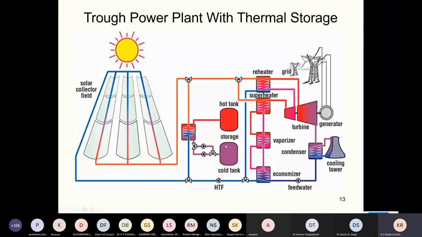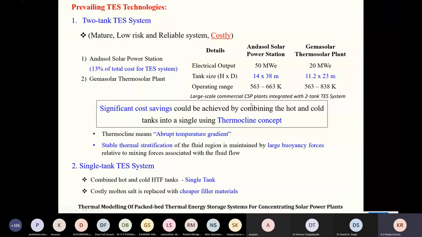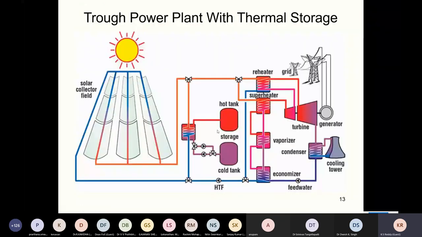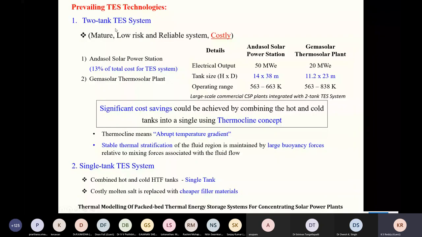In solar thermal power plants, it operates only 8 hours for the given capacity. But if you want to store energy for 24 hours, then you have to store 16 hours. The actual operation is 8 hours, but the storage is 16 hours, almost 2 times the capacity of the plant. So having 2 big tanks will be a major challenge because they are very expensive. A 2-tank thermal energy storage system is of course mature, low risk, and reliable, but very costly.